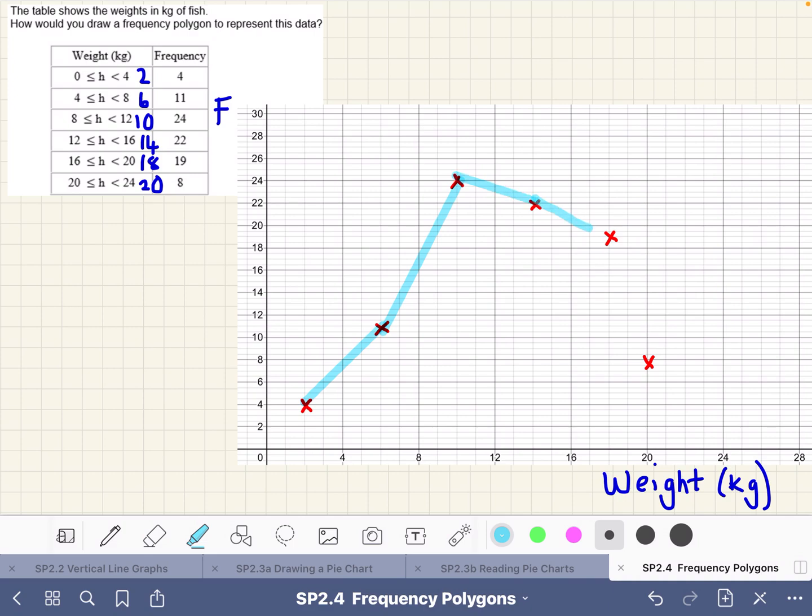Use a ruler to do it to make sure it's nice and straight. And there we have it. This is the frequency polygon that represents the weights of fish in kilograms.